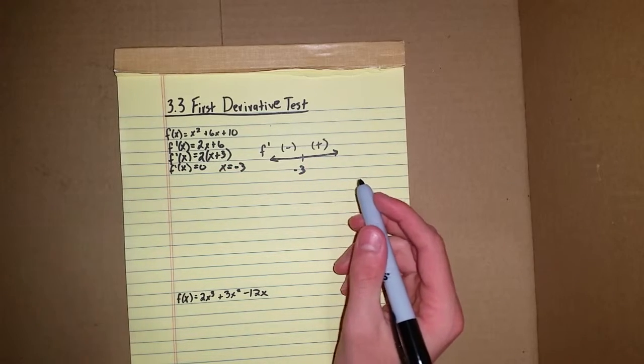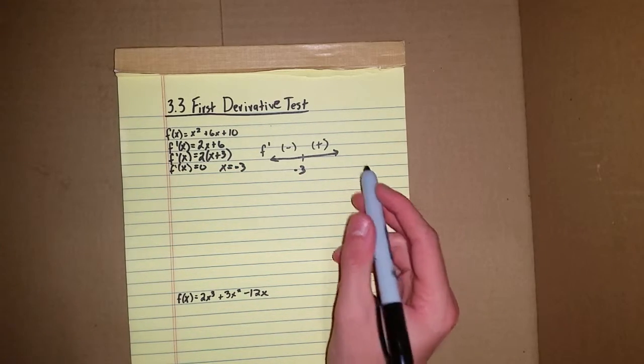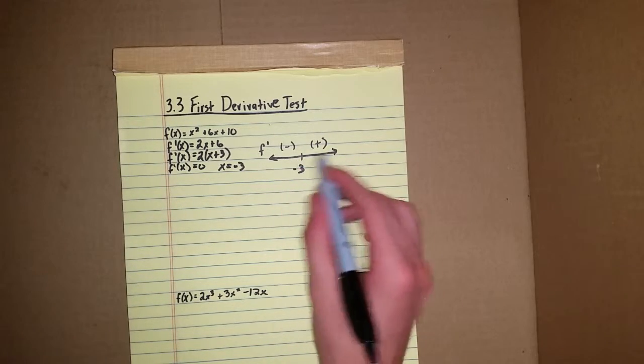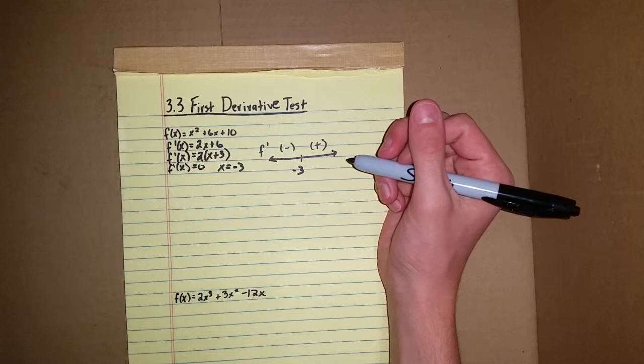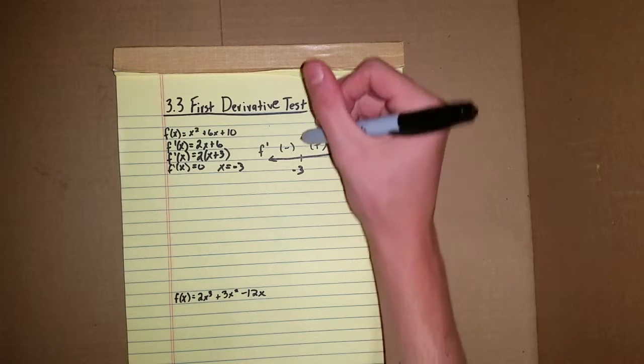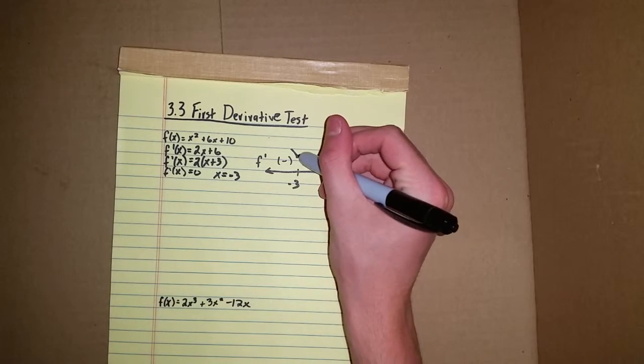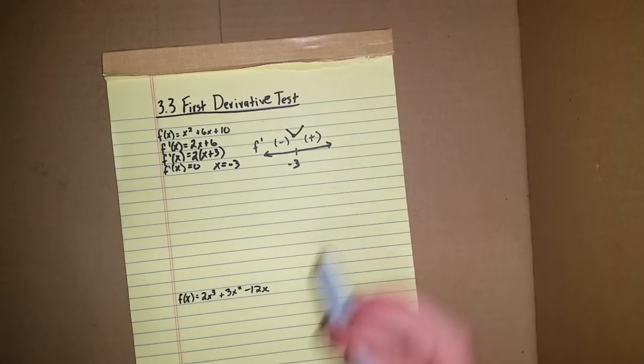And then you can use these negative and positive to find your mins and maxes, because the slope will be negative, and then at negative 3 it becomes positive again. So this will be a minimum.